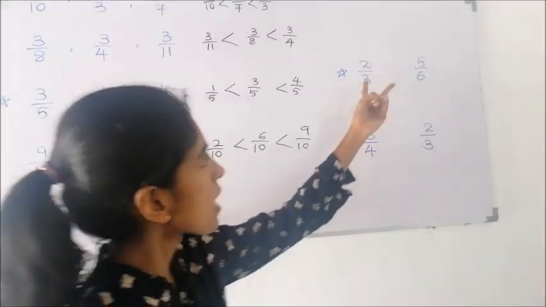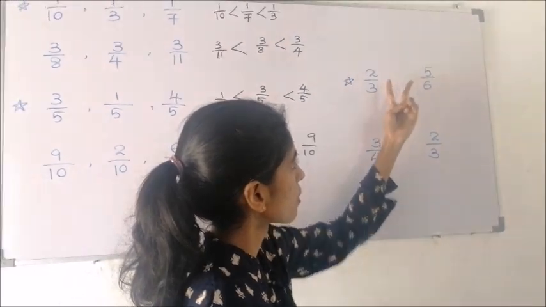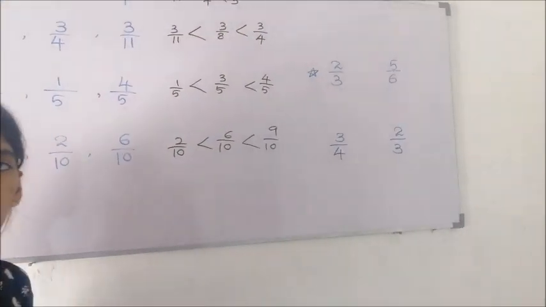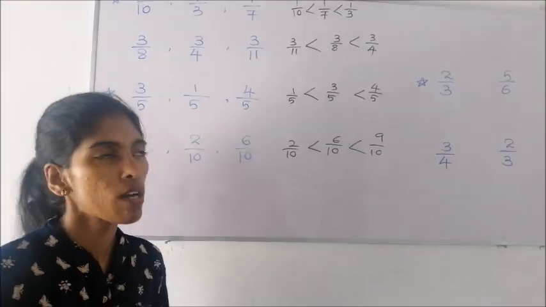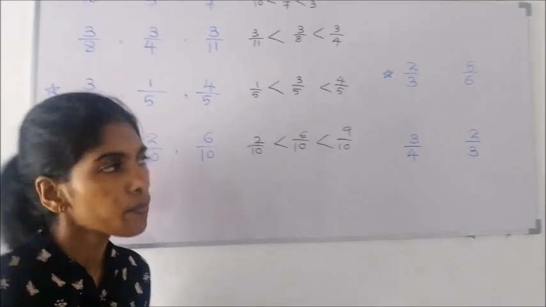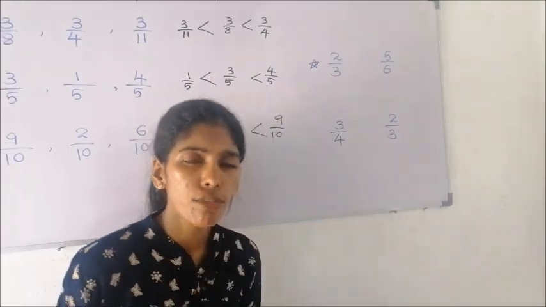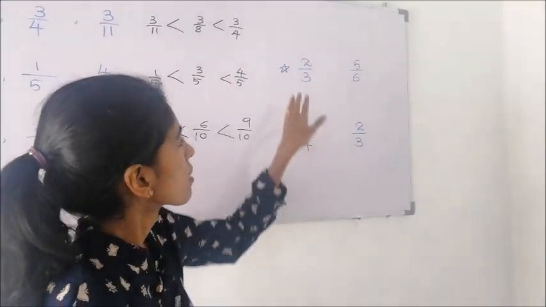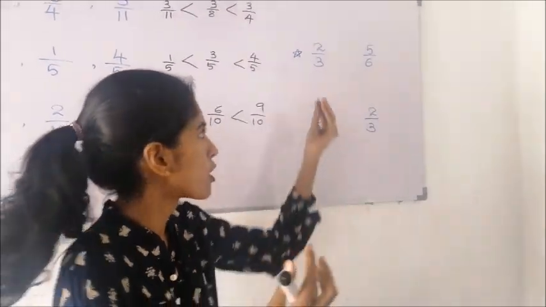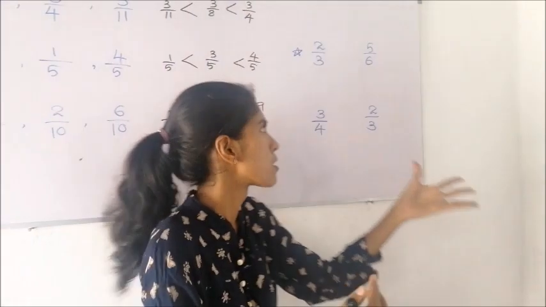See, the numerators, are they same here? No. Denominators? No, all are different. So, at that time, children, to compare the fractions, you must make the denominators same. How do we make the denominators same? Using the equivalent fraction knowledge. See, every time we make the smaller ones into the bigger ones. Okay, smaller numbers into bigger numbers only we convert.